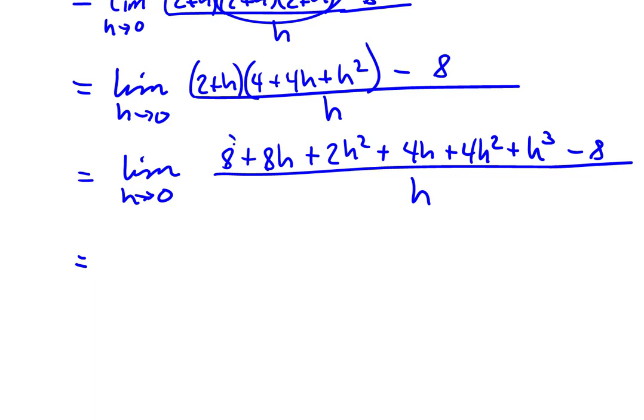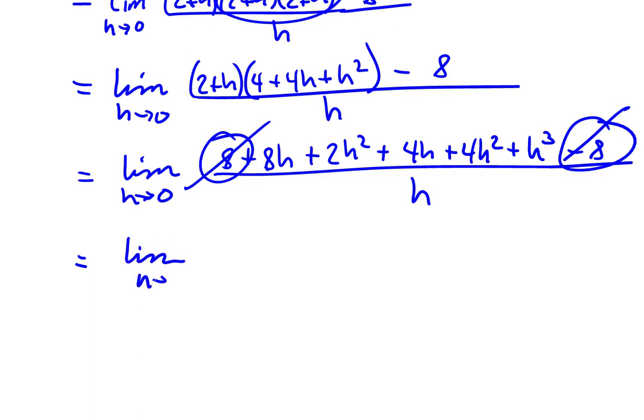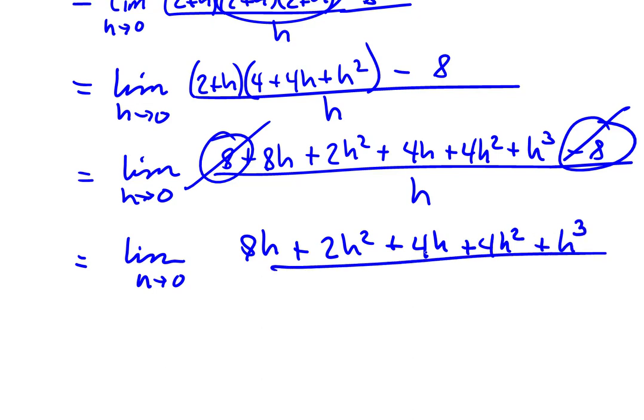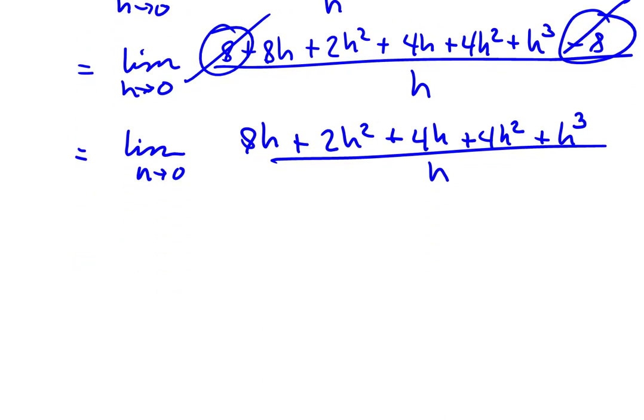In the numerator we have an 8 and a negative 8 on the ends that we can just cancel right out. So let's rewrite again. We have the limit as h approaches 0 of this numerator, but now those 8s are gone, so the numerator is really just 8h plus 2h squared plus 4h plus 4h squared plus h cubed, all over h. Okay, and if you try direct substitution now, it's actually not quite fixed yet.